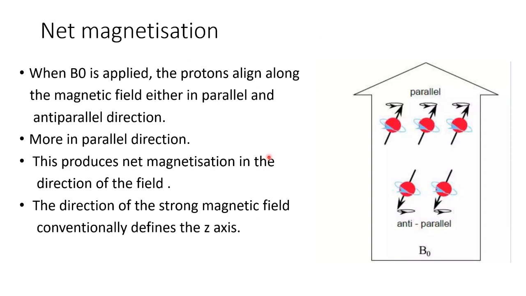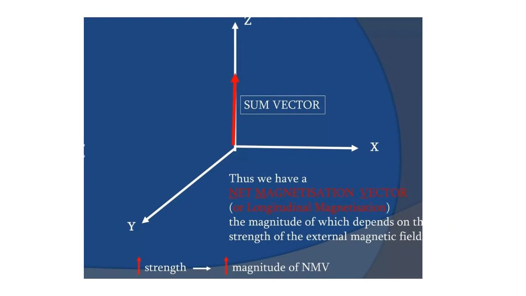Coming to the concept of net magnetization, when B naught, the longitudinal magnetic field, is applied, the protons align along the magnetic field. They can be in a parallel direction or an anti-parallel direction. The ones which align in the parallel direction are called spin down nuclei. In other words, they have less energy, so they cannot oppose the main magnetic field and are aligned in its direction. The ones which have the energy to oppose the main magnetic field align in the anti-parallel direction. They are called spin up nuclei. So this is the sum vector.